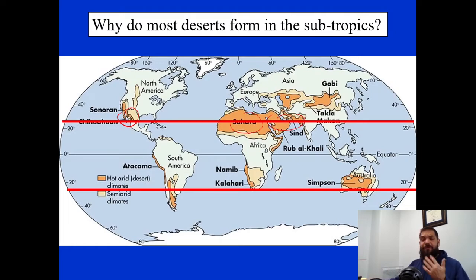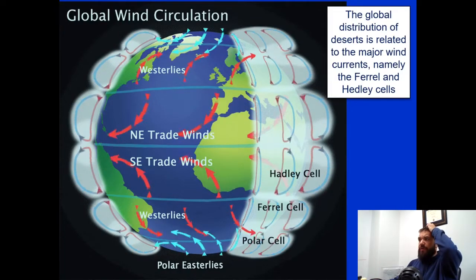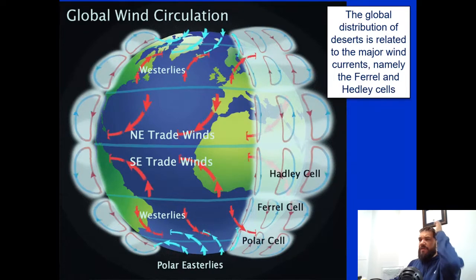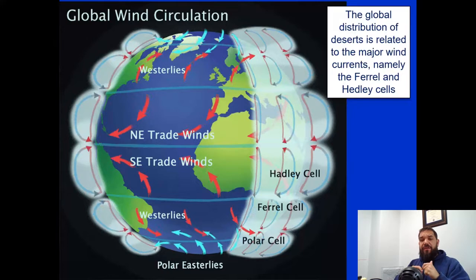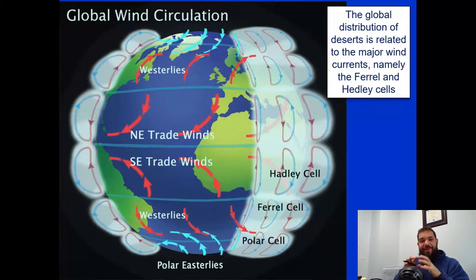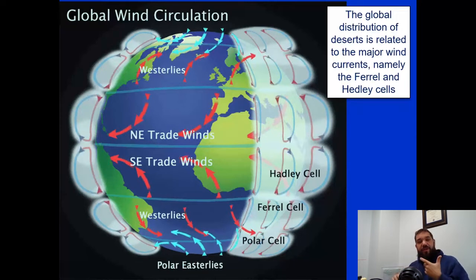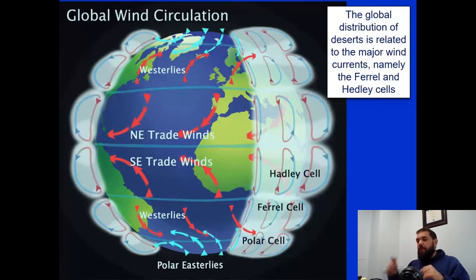So many deserts are forming around the tropics. So why is that? The global distribution of deserts has to do with the global wind cycles. Okay, so this is a really complicated GIF that's playing right now, but it's showing you what's called the global circulation of wind on Earth.